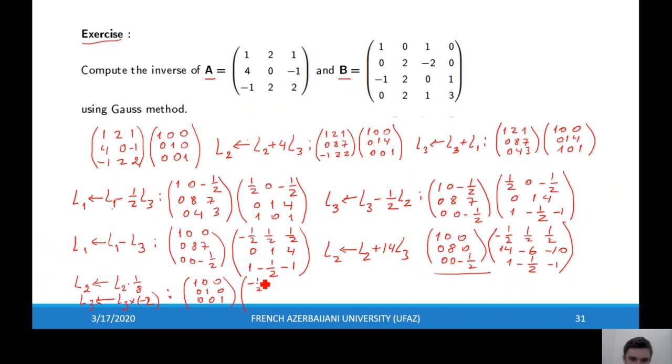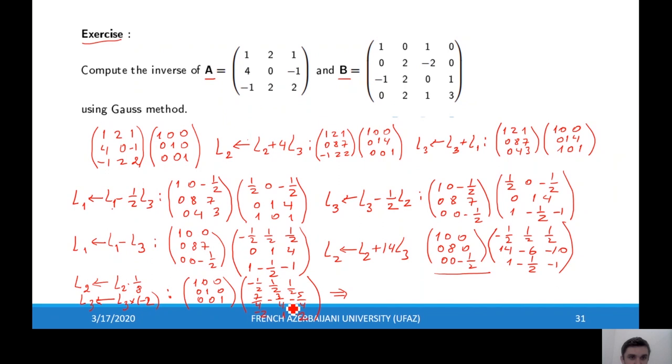2, 1 over 2 and 1 over 2, 7 over 4, minus 3 over 4, minus 5 over 4, minus 2, 1 and 2. Then from here, this expression will be the inverse of A.